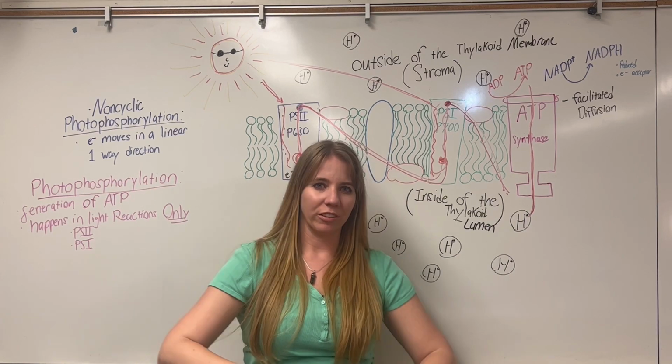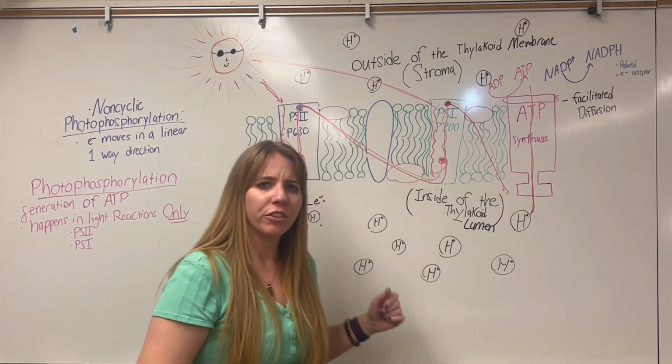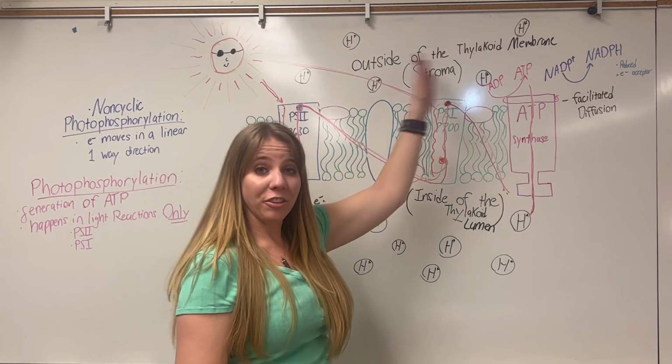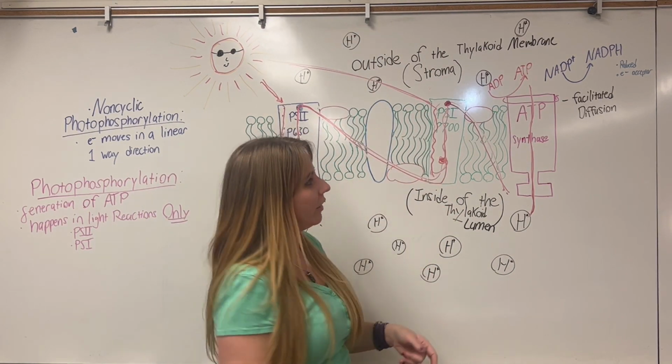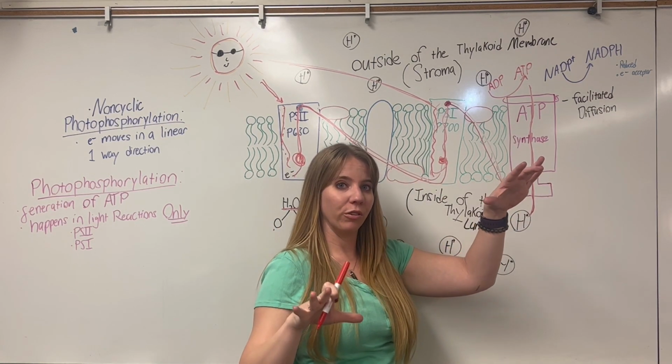Diffusion you can think of as moving from a level of high concentration to a level of low concentration. Let's look at these hydrogens. We have all of these hydrogens down here. We also have hydrogens up here, but not quite as many. So this is going to be facilitated diffusion, high level to low level.